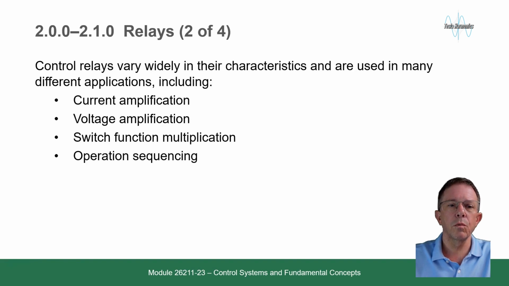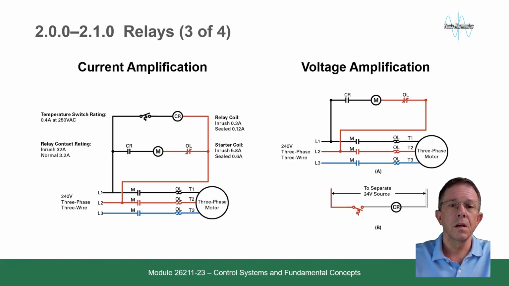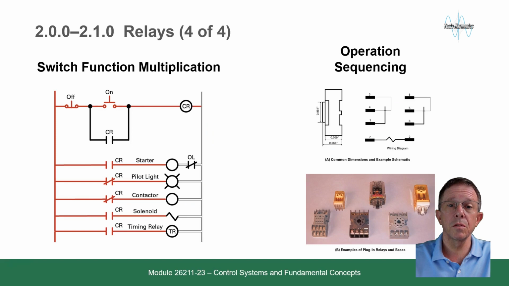Control relays vary widely in their characteristics and are used in many different applications, including current amplification, voltage amplification, switch function multiplication, and operating sequencing. Here's an example of current amplification and voltage amplification. An example of switch function multiplication and operation sequencing.